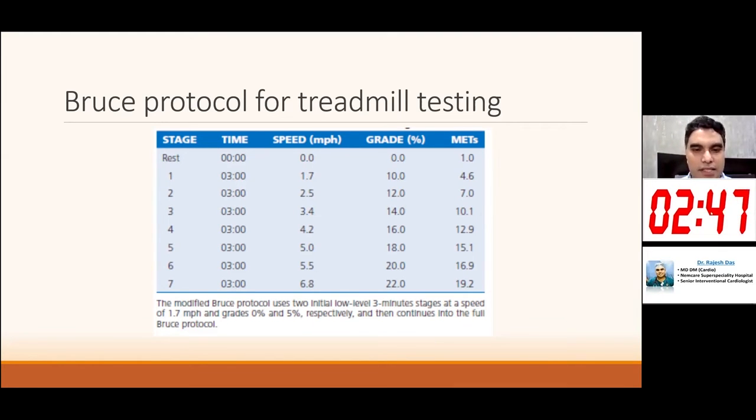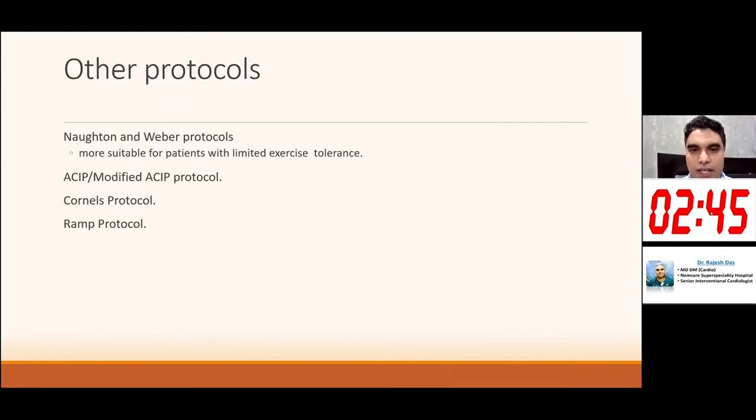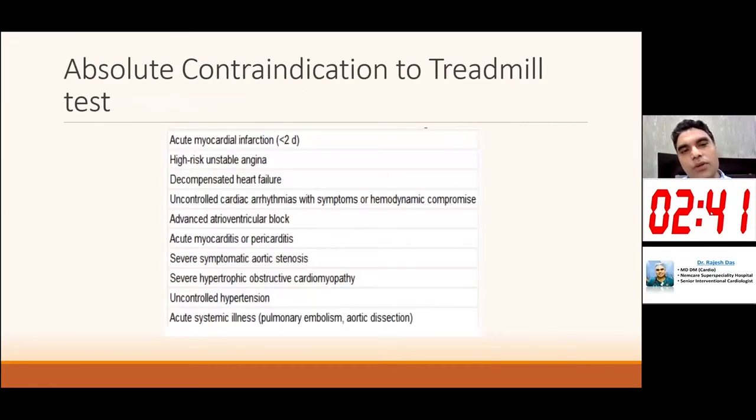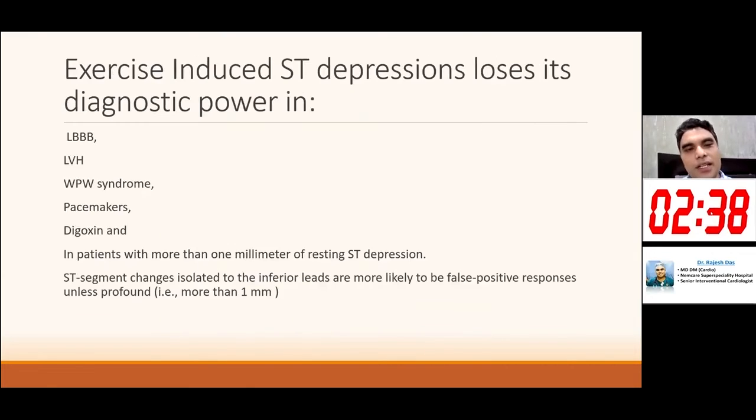In this stage, we may have to quicken up. Oh yes, sir. So there are other protocols also. I would go into details here.